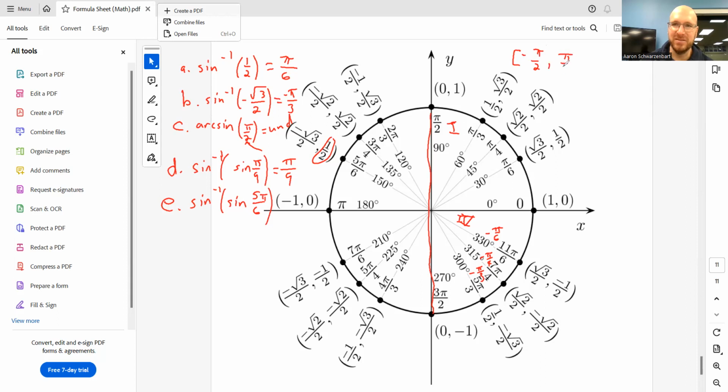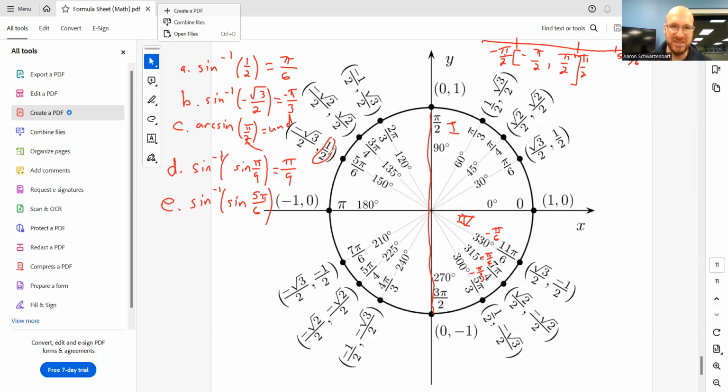Again, that's my range, my output value. 5π/6 is more than π/2. I'm looking at a number line. Here's π/2, and then somewhere there's -π/2. Somewhere up here is 5π/6. It's not in that range.